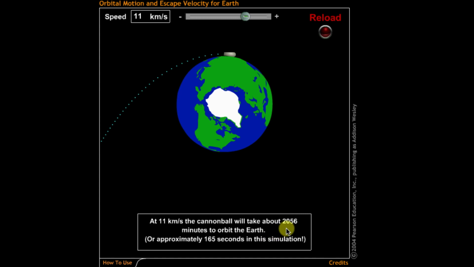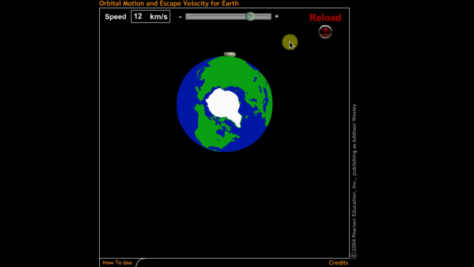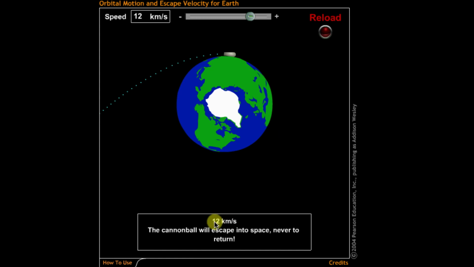So it's getting really, really far out. And it's going to take 165 seconds in this simulation, so we're not going to wait for it. Let's change the speed to 12. Reload, and then fire and see what it tells us will happen. Oh, now it says the cannonball will escape into space, never to return.